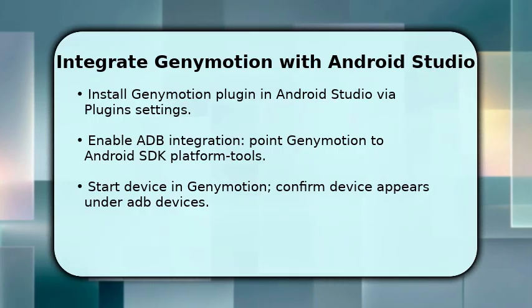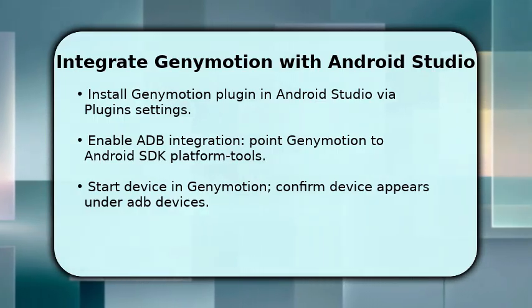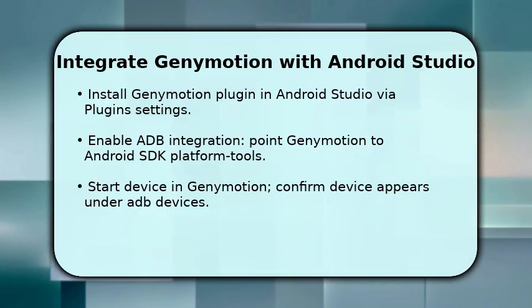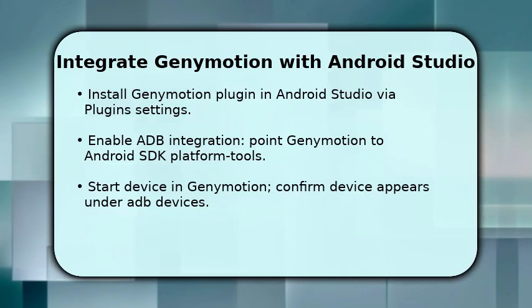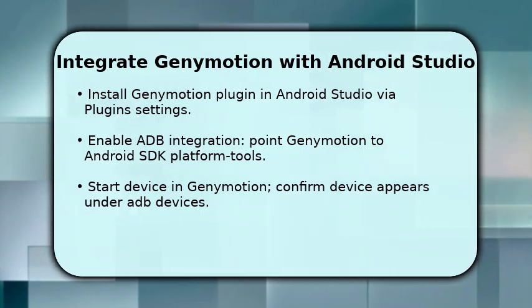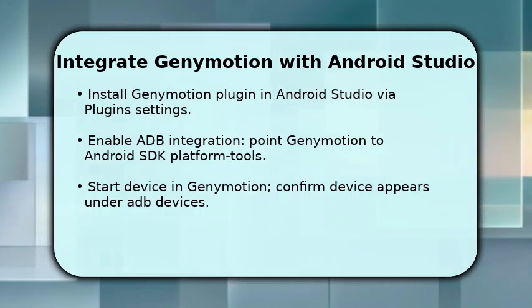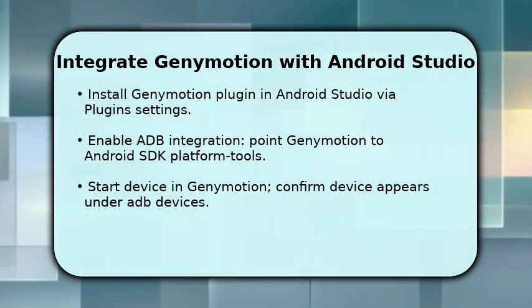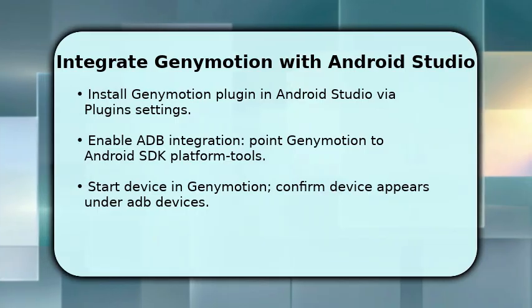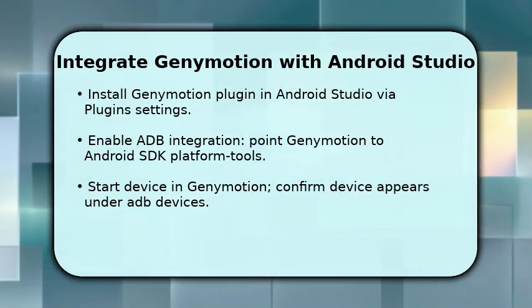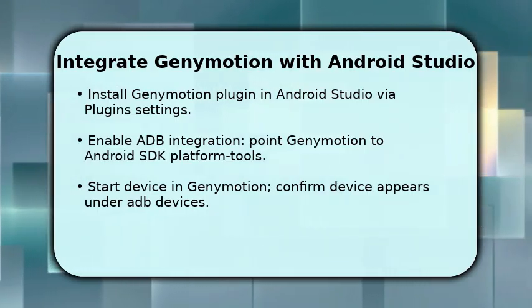Next, integrate Genymotion into Android Studio by installing the Genymotion plugin from Plugin Settings, then restart the IDE. Once done, open Genymotion Settings and point the ADB executable to Android SDK platform tools, so both tools use the same ADB. Start your Genymotion virtual device and wait for it to fully boot. Make sure it appears in adb devices.